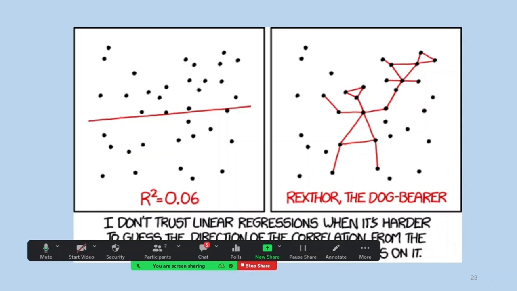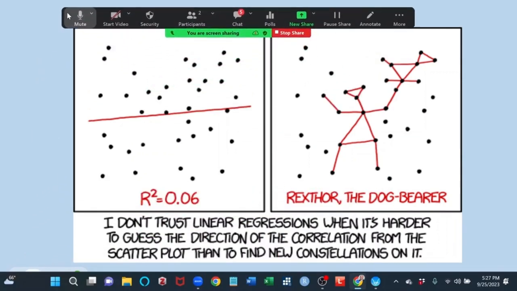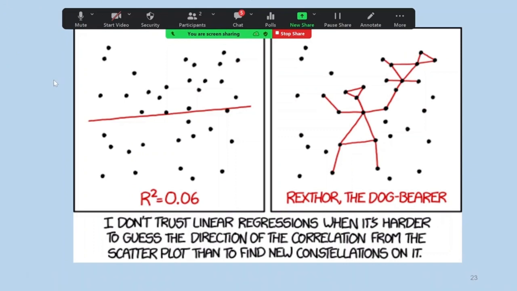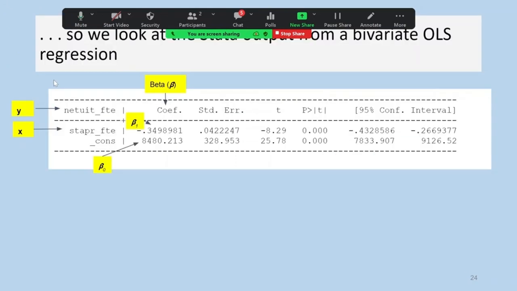Just some humor here. I don't trust linear regressions when it's harder to guess the direction of correlation from constellations. What would we call that constellation? Man carrying Martini, I guess.